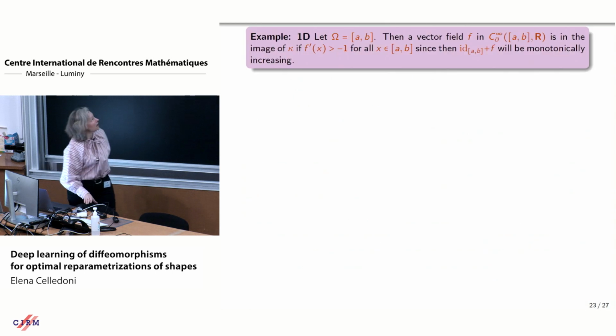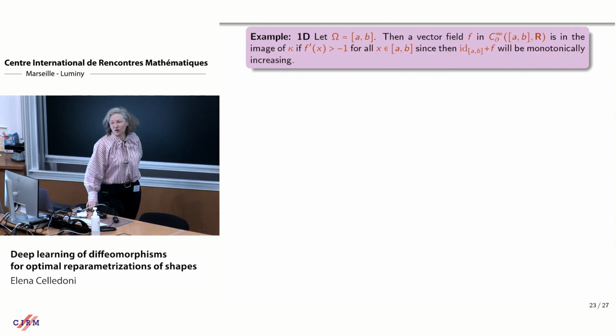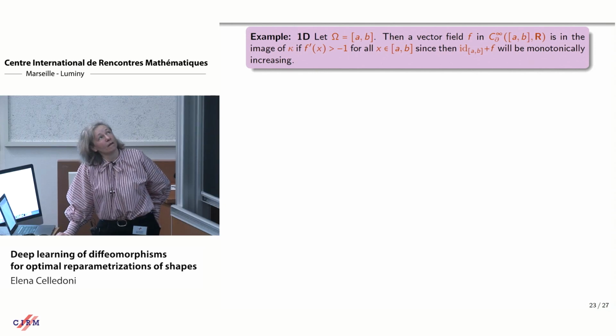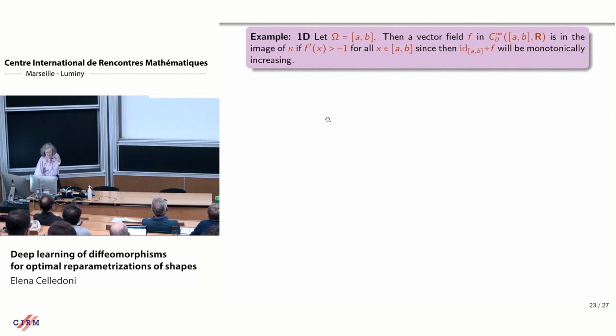But anyway, in the 1D case for curves, this is quite simple. To describe the image of this chart map is very simple. You can just take the derivative and take vector fields such that this condition is satisfied. And this will be monotonically increasing vector fields.